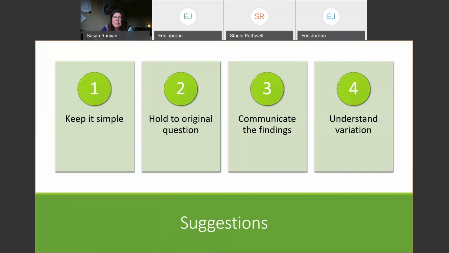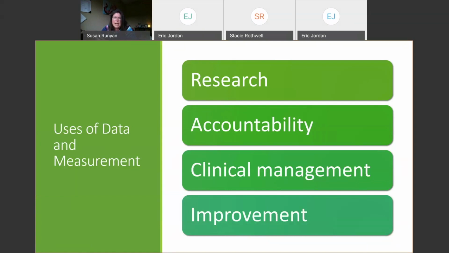Make sure you hold to the original question. Like I said, make sure that we are really on task with what it is we were trying to answer, if you will. We want to communicate the actual findings and make sure that any variation is understood and kind of displayed or talked about during the time.